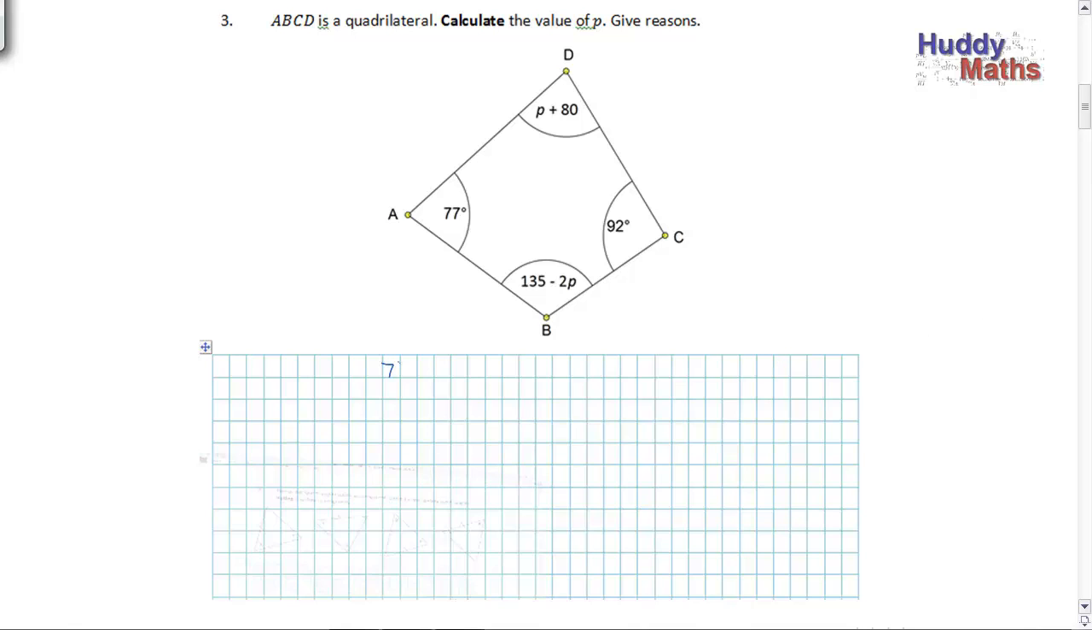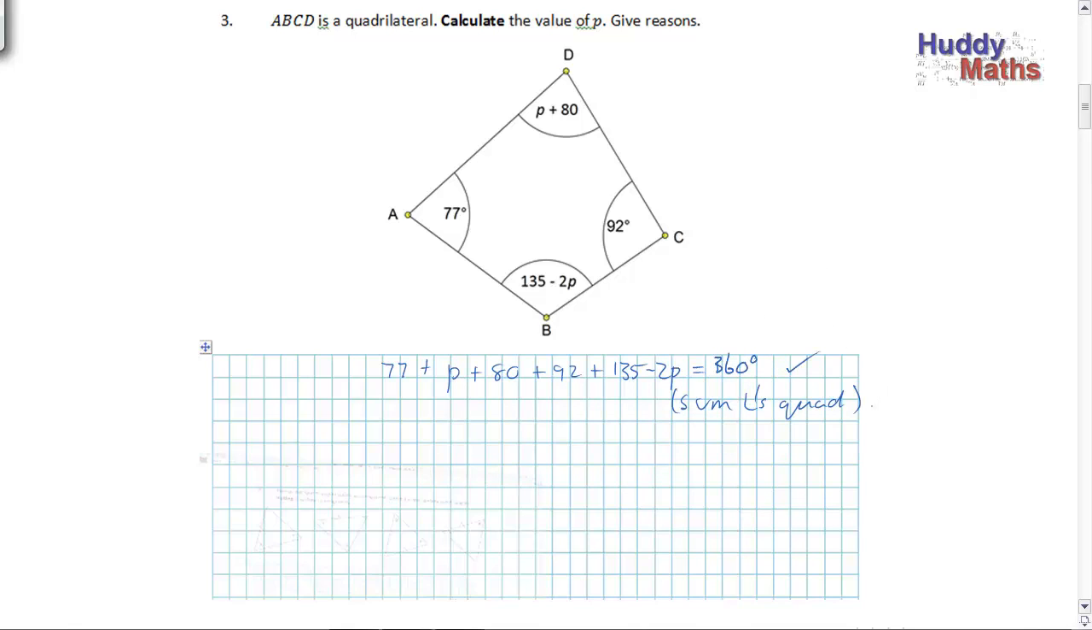So let's add them up. 77 plus P plus 80 plus 92 plus 135, take 2P, must be 180. And the reason should be there: sum of angles of a quadrilateral. It's deductive geometry, making deductions and giving reasons. Oh, not 180, that's silly. 360, it's a quadrilateral, mate.